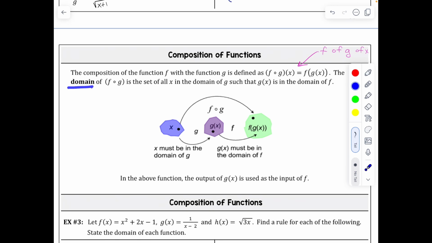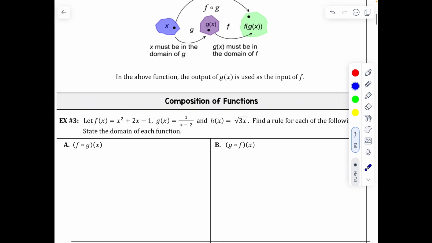The domain of f of g of x is the set of all x's in the domain of g, such that g of x is also in the domain of f. So here's what that means. x must be in the domain of g, and g of x must be in the domain of f in order to get from x into f of g of x. So in the above, the output of g of x is used as the input of f. So let's look to see what that might look like.